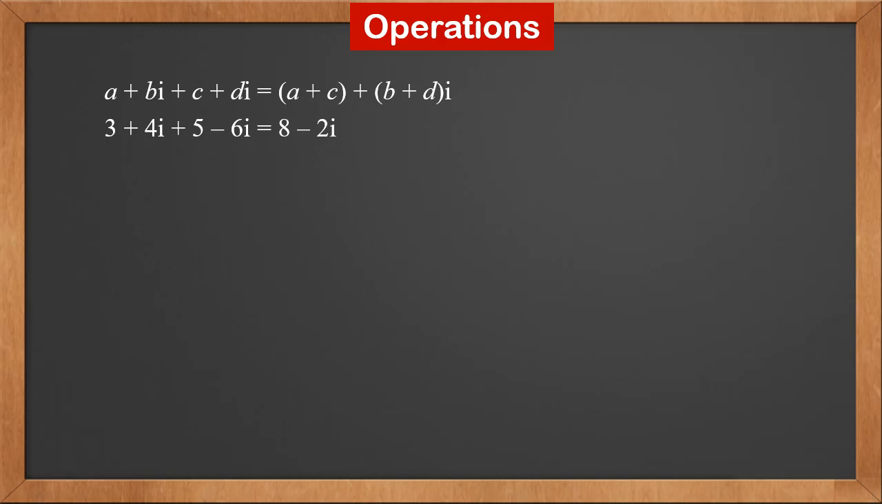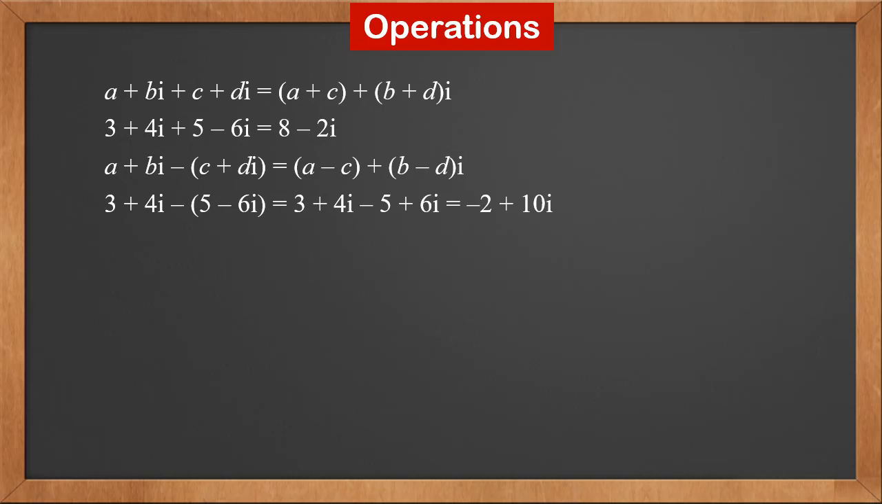You can add, subtract, multiply and divide complex numbers. To add or subtract two complex numbers, you add or subtract the corresponding parts. (a plus bi) plus (c plus di) is (a plus c) plus (b plus d)i. For example, (3 plus 4i) plus (5 minus 6i) is 8 minus 2i. (a plus bi) minus (c plus di) is (a minus c) plus (b minus d)i. For example, (3 plus 4i) minus (5 minus 6i) is 3 plus 4i minus 5 plus 6i, which is -2 plus 10i.